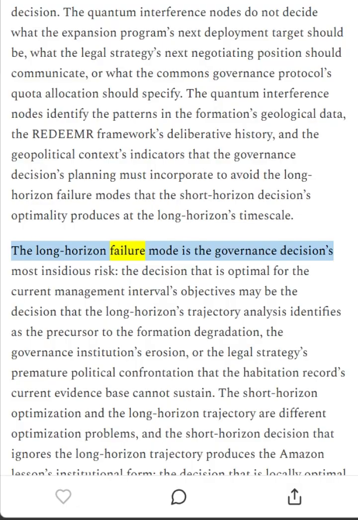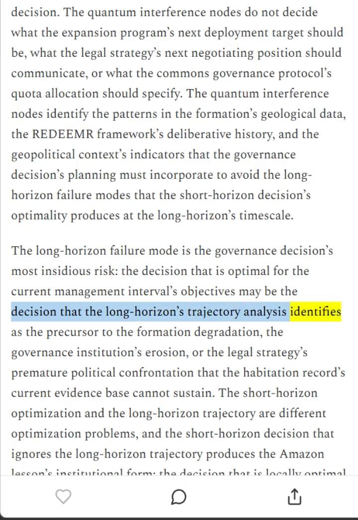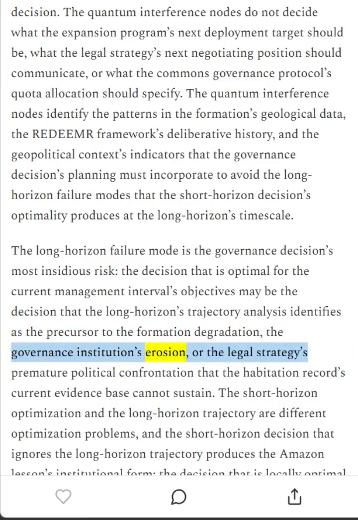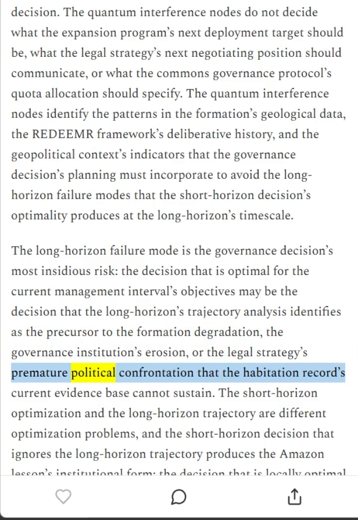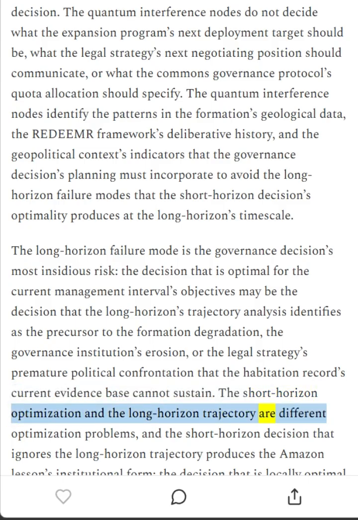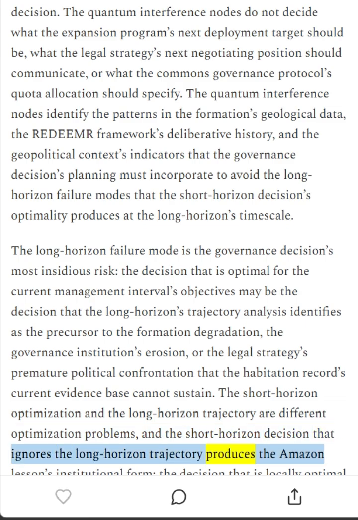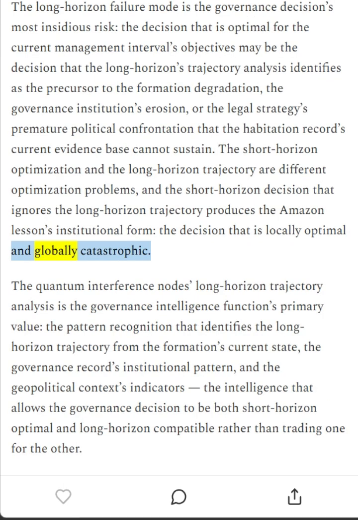The long-horizon failure mode is the governance decision's most insidious risk. The decision that is optimal for the current management interval's objectives may be the decision that the long horizon's trajectory analysis identifies as the precursor to the formation degradation, the governance institution's erosion, or the legal strategy's premature political confrontation that the habitation record's current evidence base cannot sustain. The short-horizon optimization and the long-horizon trajectory are different optimization problems, and the short-horizon decision that ignores the long-horizon trajectory produces the Amazon lesson's institutional form, the decision that is locally optimal and globally catastrophic.